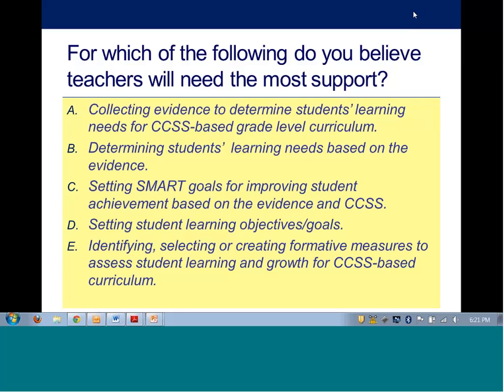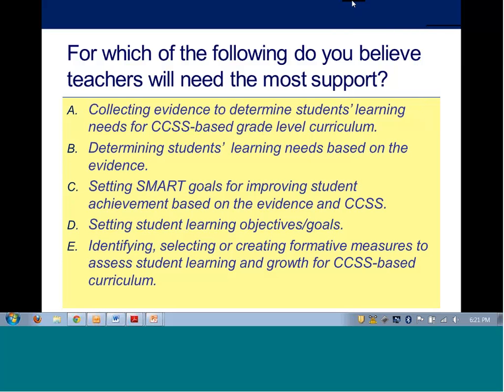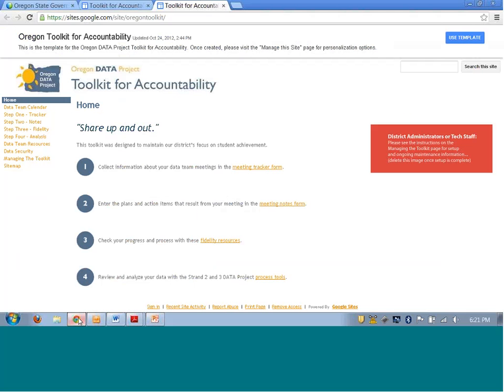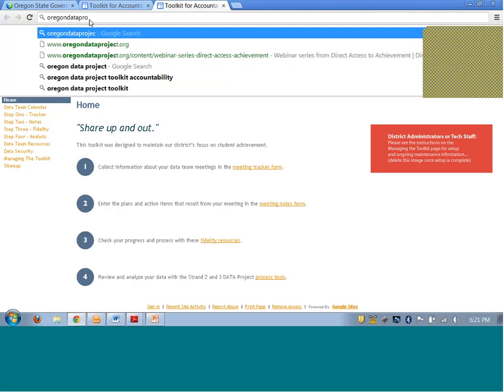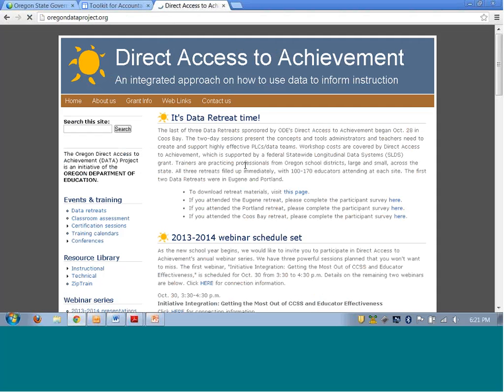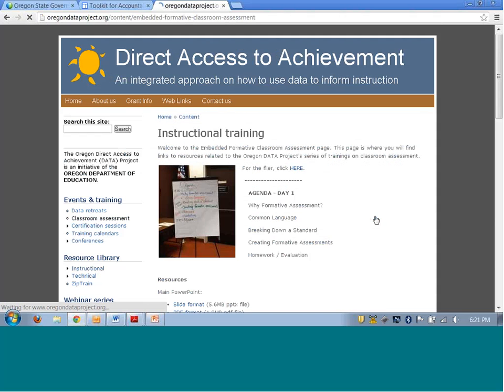So Denise, I have a suggestion. Perhaps we could go to the project website and look at Strand 5, which is the content for supporting teachers in creating those formative measures. Okay, hang on just a moment. Let me pull out of here and open a page. Great, so now go to instructional. All right. And then if you go to Strand 5, click here.